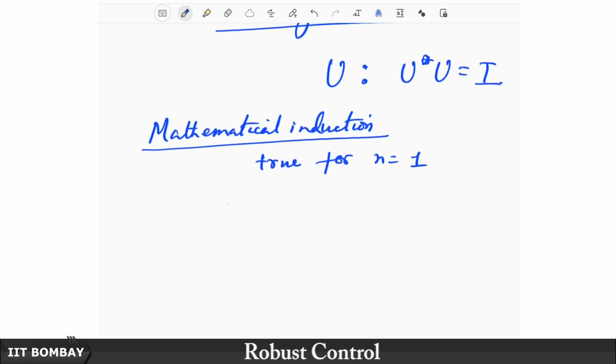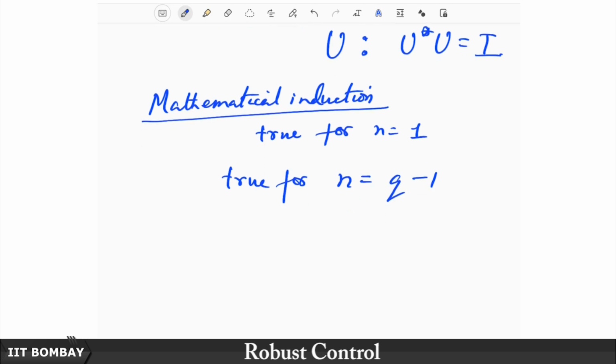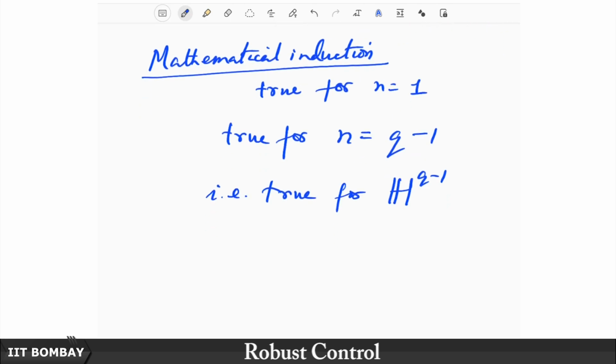So, as is usual, we will assume this to be true for n is equal to k, or let me choose some other symbol, true for n is equal to q minus 1, say. So, that means I am saying that it is true for H q minus 1. Now, we have to show that it is true for H q.